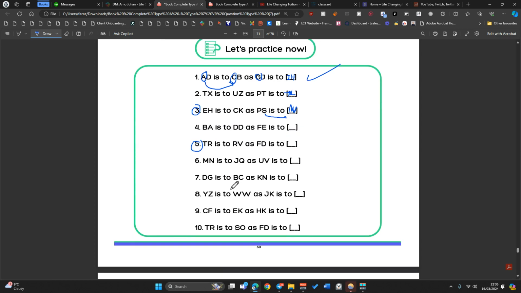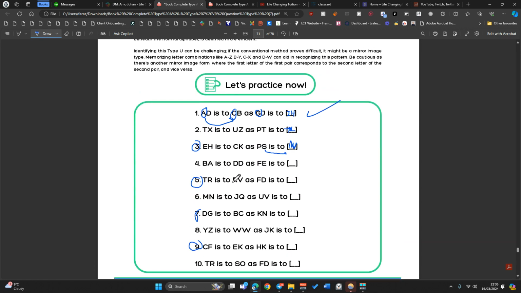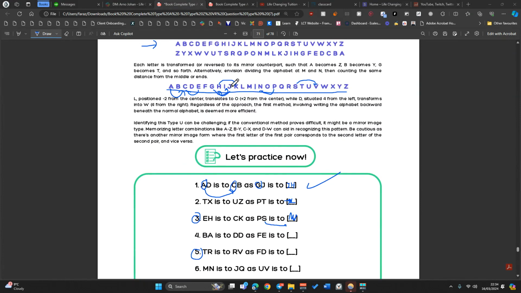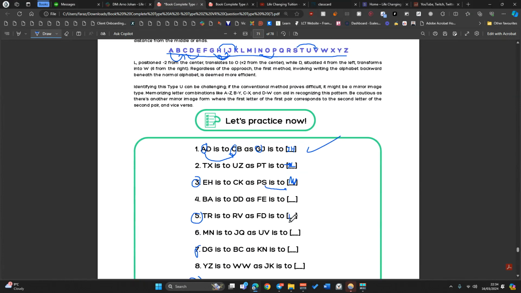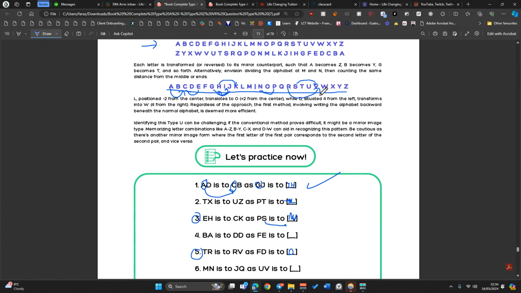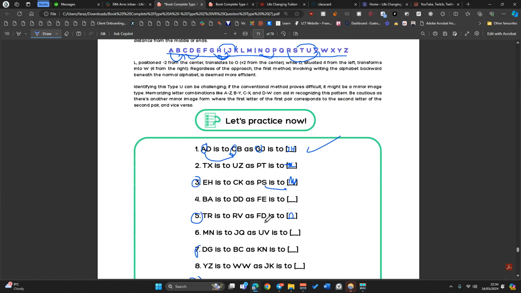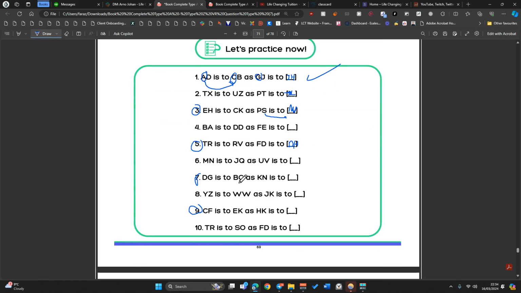Okay, question 5. We'll do 5, 7, 9. T to R will be back 2. So we're going to go backwards 2 on the F, which will get us to D. And then R to V gives us forwards 4. So we're going to go forwards 4 on the D, and it gives us H. There we go. And I'm going to try and keep these relatively fast as well, just so you can do the same in the exam.